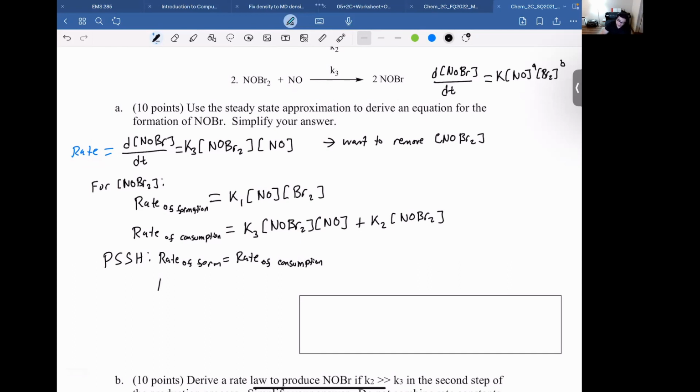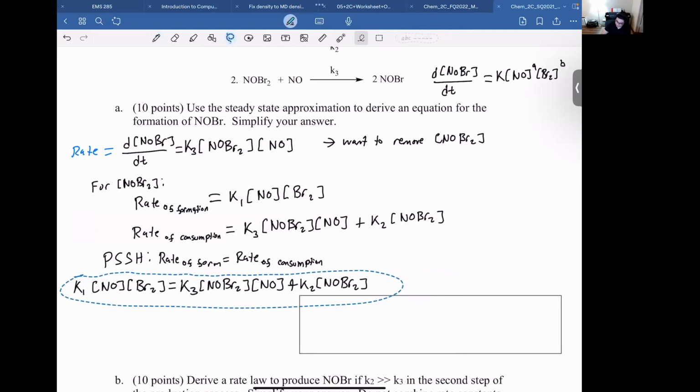And what you can do is write this out. K1, for my rate of formation, K1 times NO times Br2 is equal to K3 times NOBr2 times NO plus K2 times NOBr2. Now, what was the point of all of this? Why would I go through all this trouble? Well, now I have an equation where I can solve for NOBr2, in terms of Ks and in terms of nitrogen monoxide, NO, and Br2.